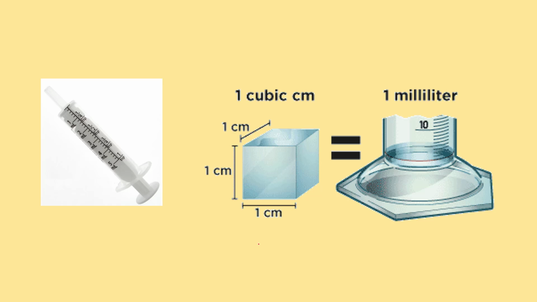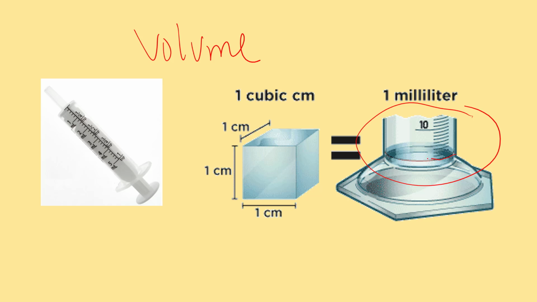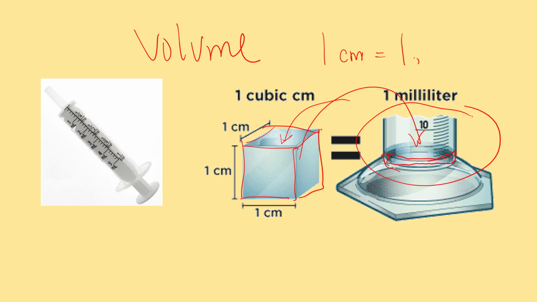One unit that we use for volume is the milliliter. See, this is 1 milliliter here, because there's 10 divisions. If we took a cube measured 1 centimeter on each side, like a little sugar cube, and poured water into it and then poured that water into here, 1 cubic centimeter of water would take up 1 milliliter of space in a graduated cylinder. So 1 cubic centimeter equals 1 milliliter.